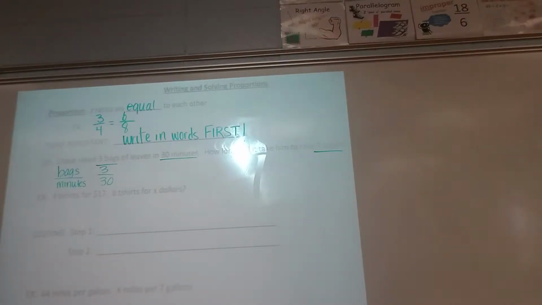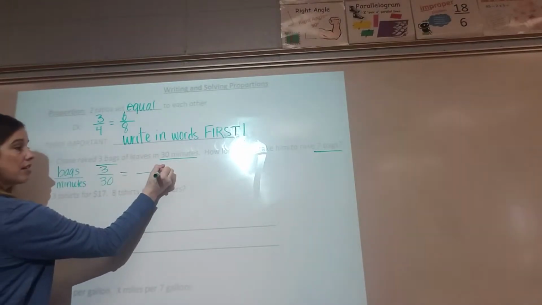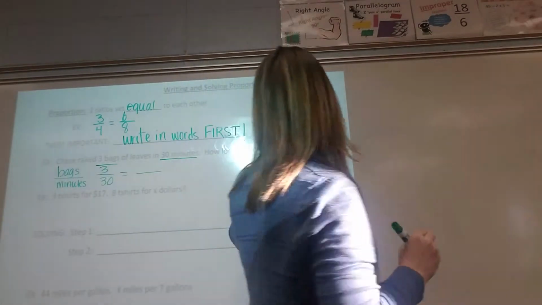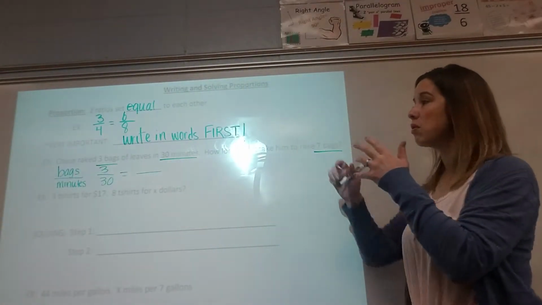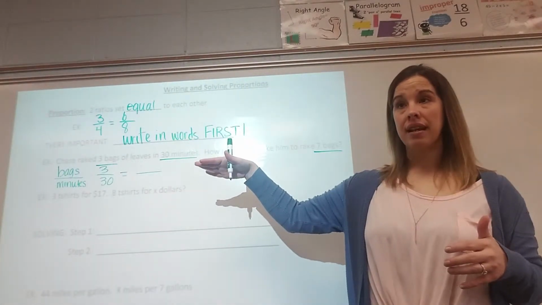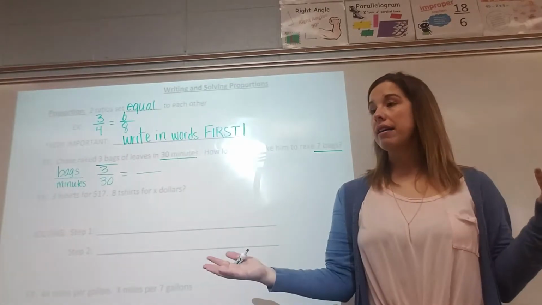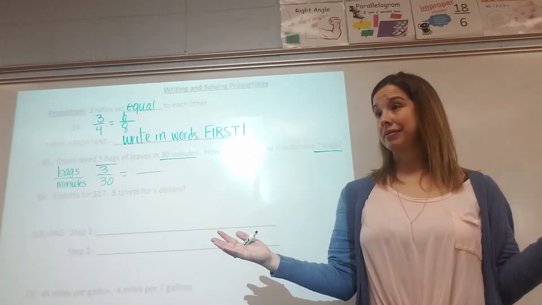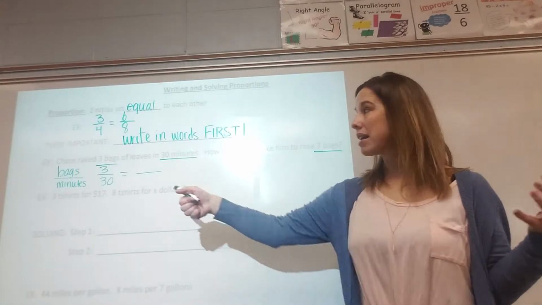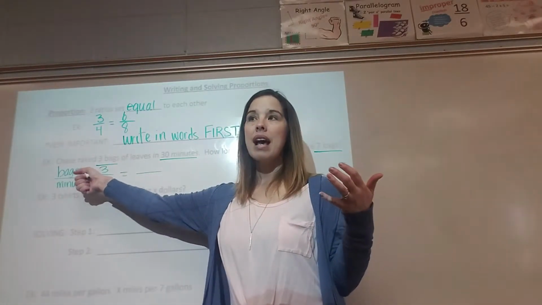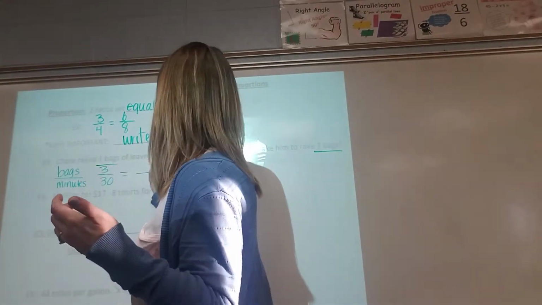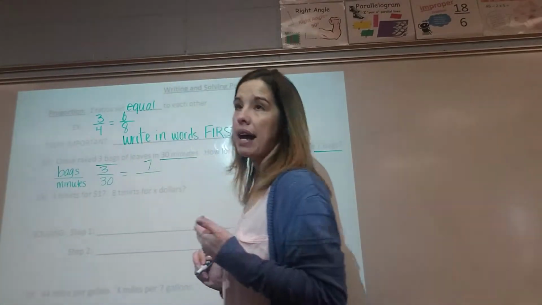Here's your first ratio. Now when we set it up in a proportion to solve it, over here it says how long will it take him to rake 7 bags? Well, where would I put my 7? On the top. How do you know that? The bags, because bags are on top. That's why we write it in words first. The bags are on top, so we're going to put our 7 on top.